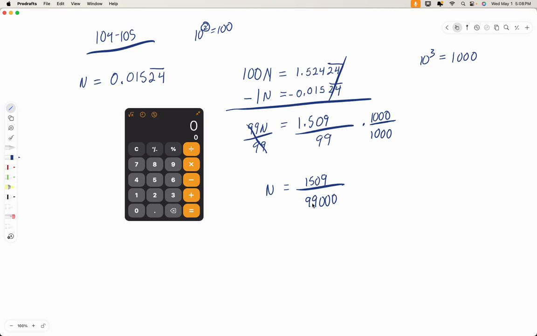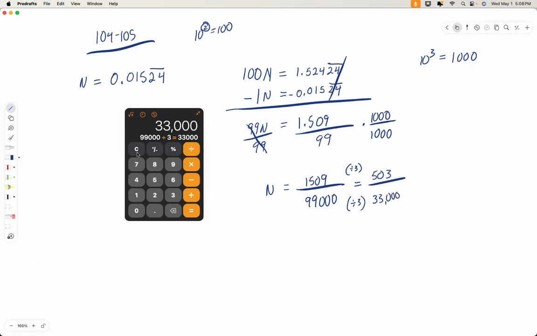Now, we should check and see if we can reduce this, right? So let's see if we can reduce 1,509. Let's divide that by 3. Okay, 503. Can I divide by 3 on the bottom and get something? I think I can. 99,000 divided by 3 is 33,000. Cool beans. So that's 33,000.